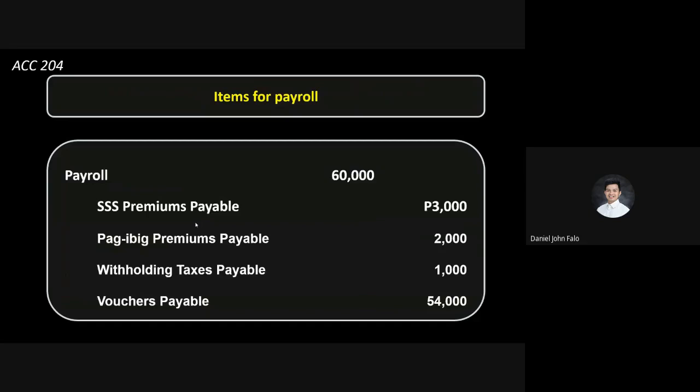Credit SSS premiums payable, 3,000. Pag-ibig premiums payable, 2,000. And withholding taxes payable, 1,000. And then the difference between the deductions and the payroll would be credited to vouchers payable, 54,000. Next.